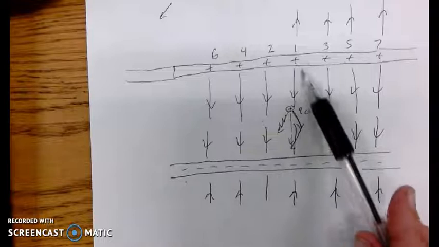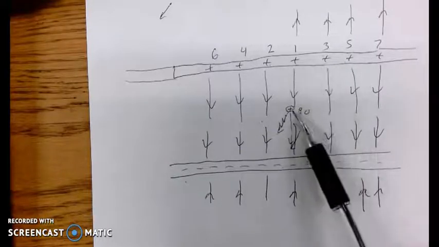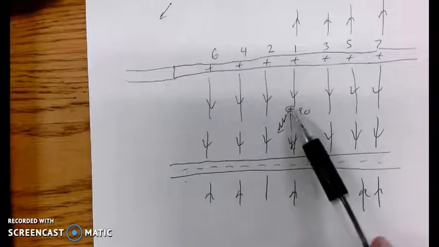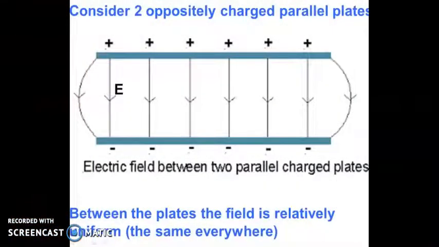In real life, you make them with pieces of metal, and they're big compared to a little charged particle inside there. And so you get a pretty uniform electric field. So why do we care? Well, we care because now we have a constant electric field between two parallel charged plates. Between the plates, the field is relatively uniform. That is, the same everywhere. So how does that help us?